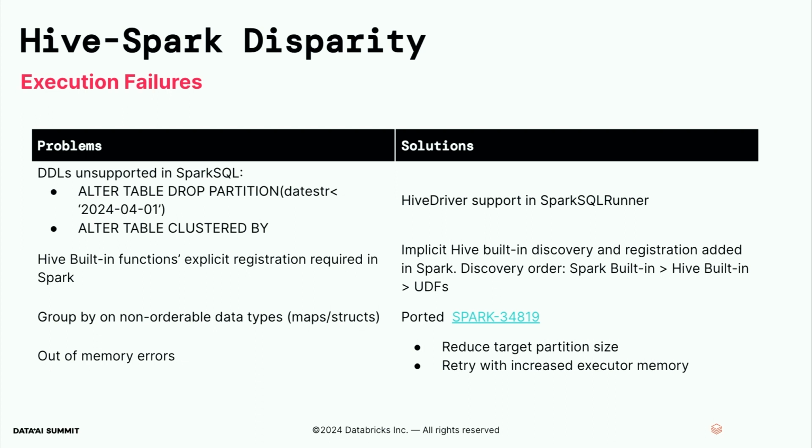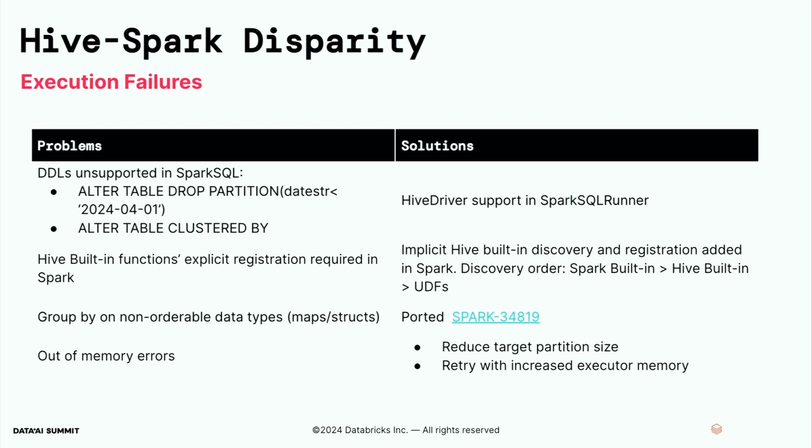Secondly, Hive built-in functions couldn't be used as is in Spark. They required an explicit registration or they would fail with function not found. So we added implicit registry of Hive functions in Spark, and the discovery order that we kept was Spark built-in, Hive built-in, and then any user-defined functions.